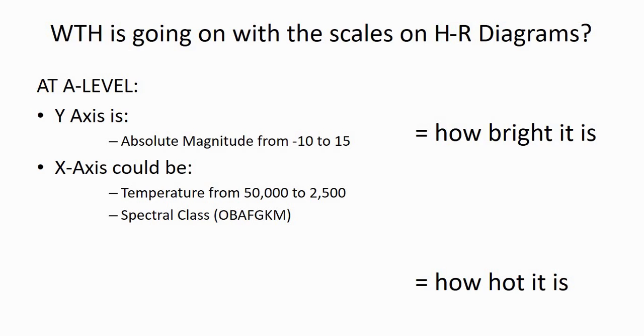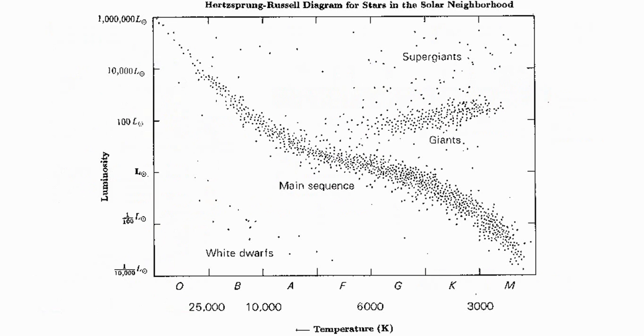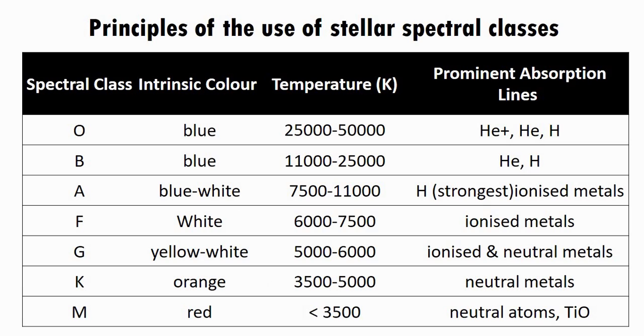We need to refer back to the table to remember the exact temperatures of everything, but one way that we can try to remember this is that the Sun is a G2, so that's just to the right of the FG boundary, and it has a temperature about 5,800 Kelvin. So G goes between about 5 and 6,000. This is the table that gives us the boundaries between the spectral classes. So the boundary between O and B is at 25,000, for example. The boundary between B and A is at 11,000. The boundary between A and F is at 7,500.